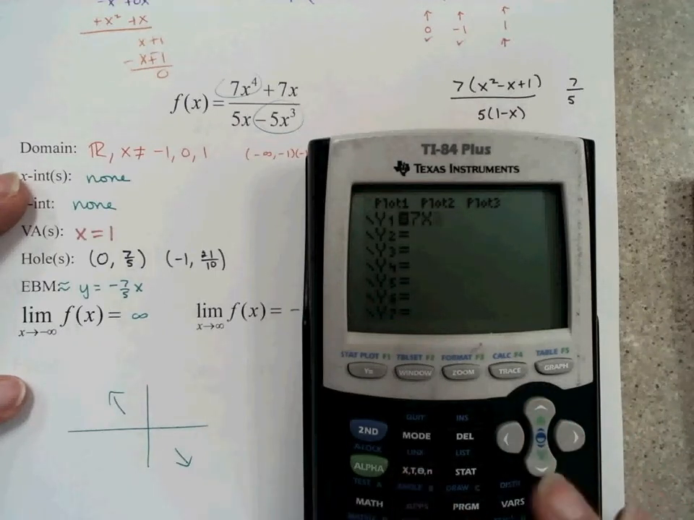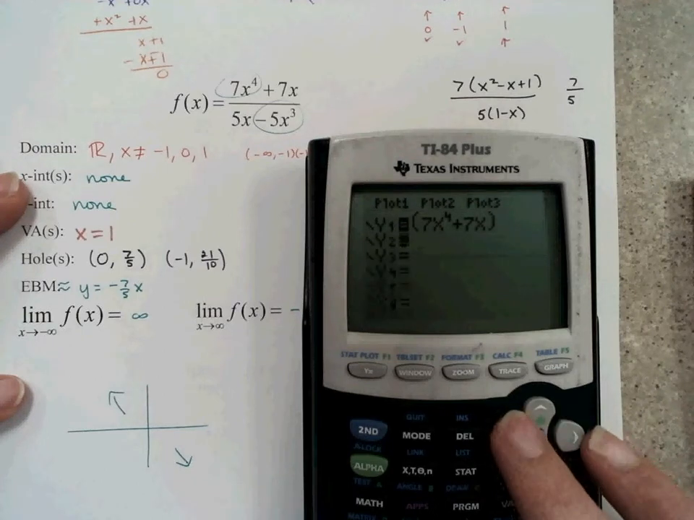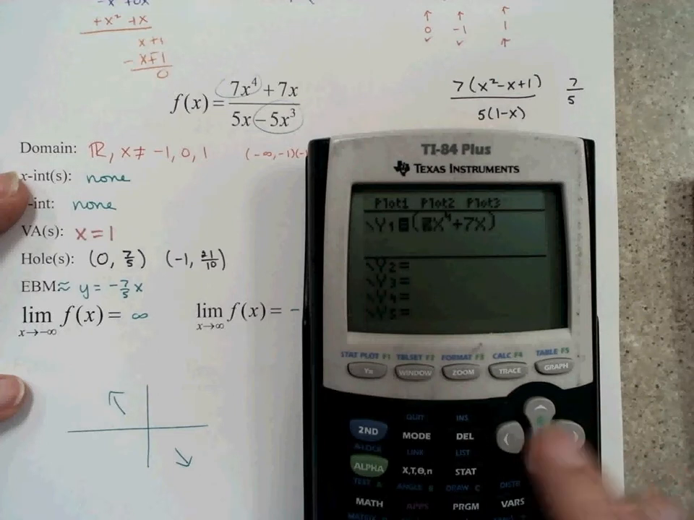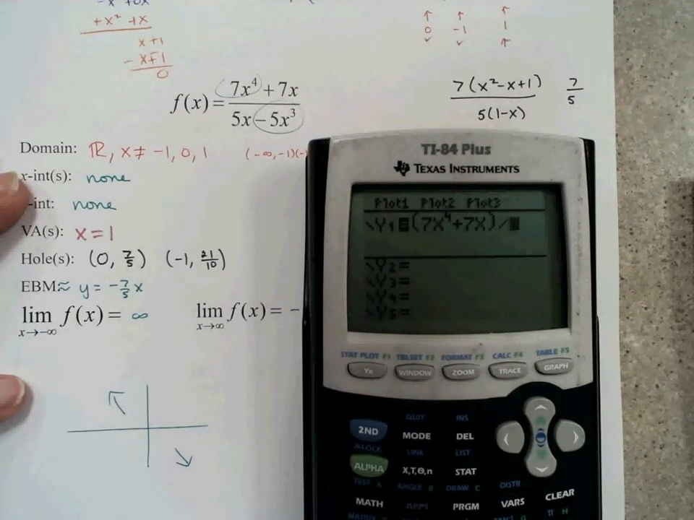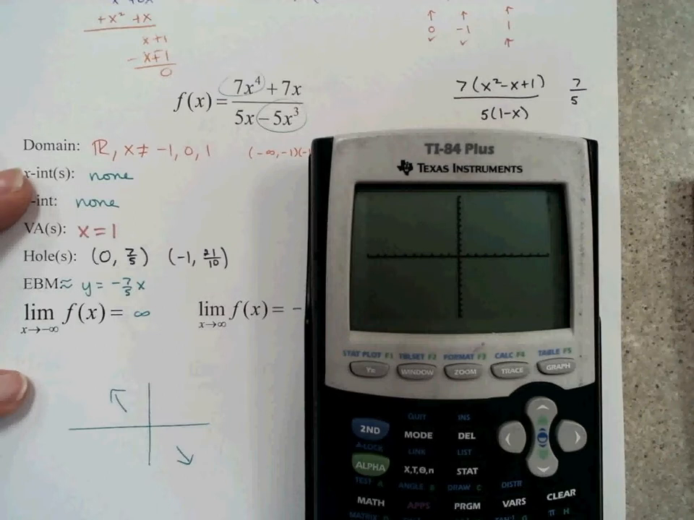So I've got 7x to the fourth. No, just kidding. Well, whatever, I'll just do it. 7x to the fourth plus 7x, divided by 5x minus 5x raised to the third. Okay, I'm going to do a standard window, negative 10, 10.